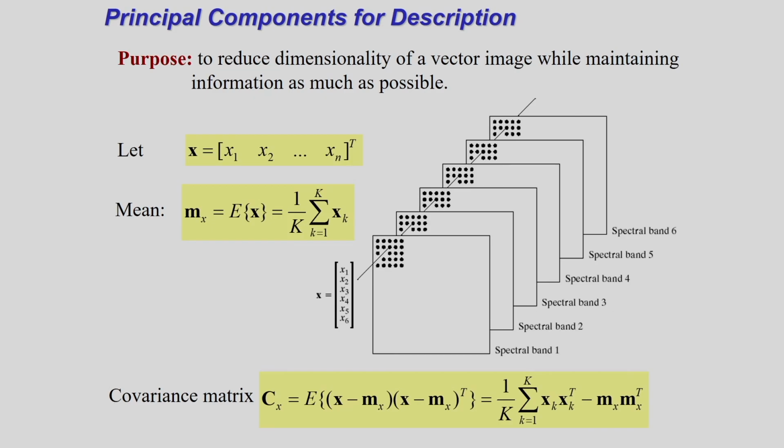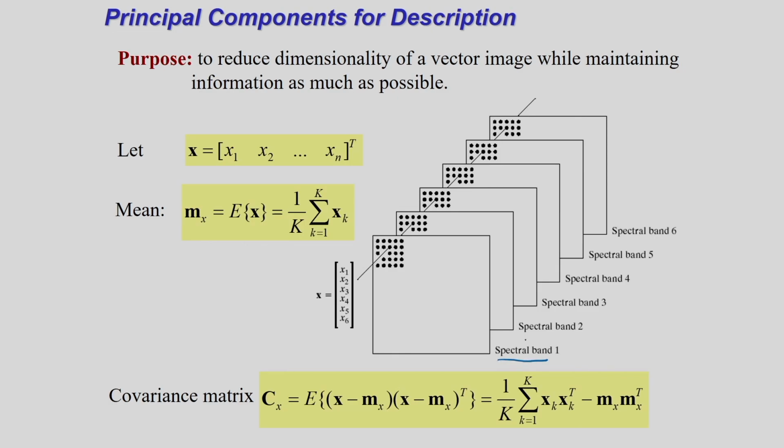After this, I will briefly discuss the principal component for image description. In my image transformation class, I have discussed the KL transformation and the PCA, the principal component analysis. The same concept is used for representing images. In this case, the purpose is to reduce the dimensionality of a vector image while maintaining information as much as possible.